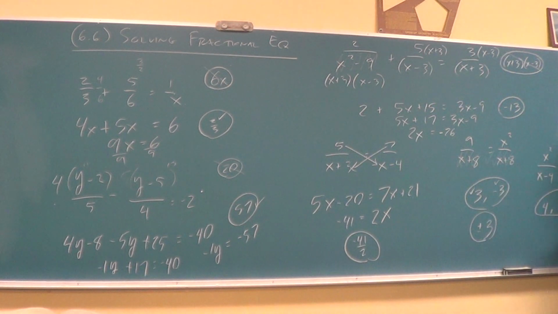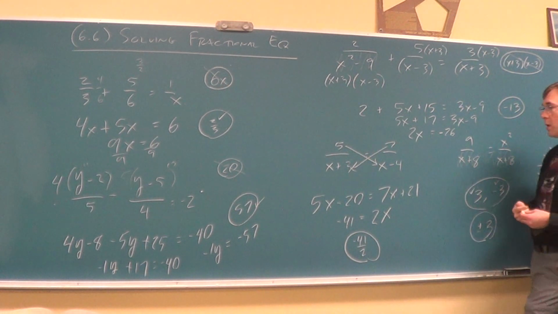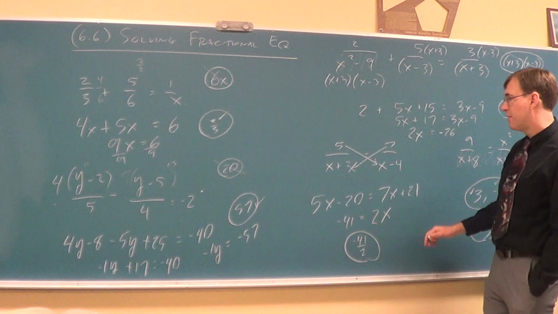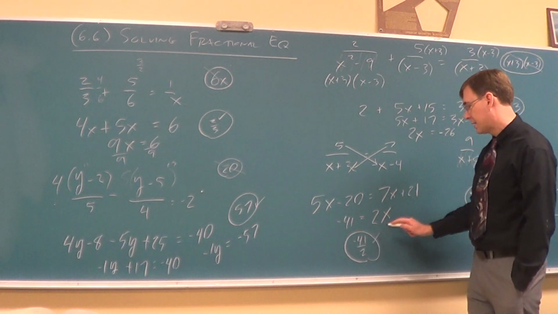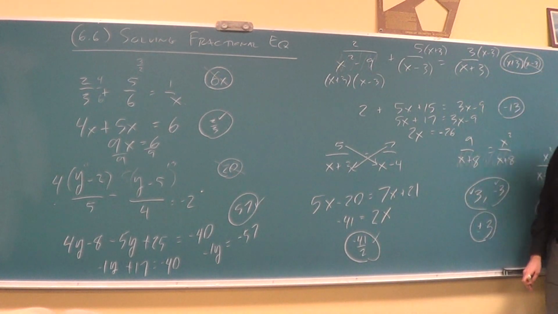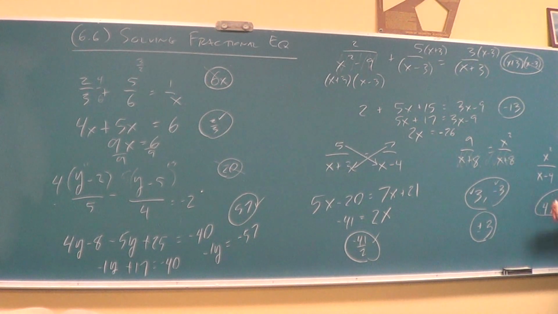Oh, I said a negative 41. Negative 41/2. I'll save you the time and bother. If we did check this, it'll work. So it's the negative 13. If we check this, it'll work. So 4, negative 4. It's one of those. One of these doesn't work.